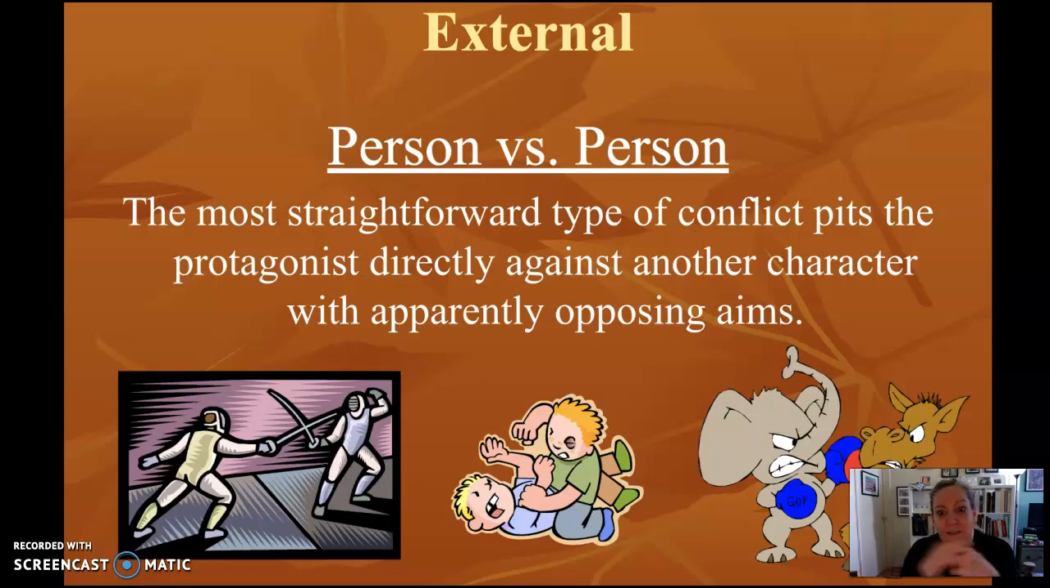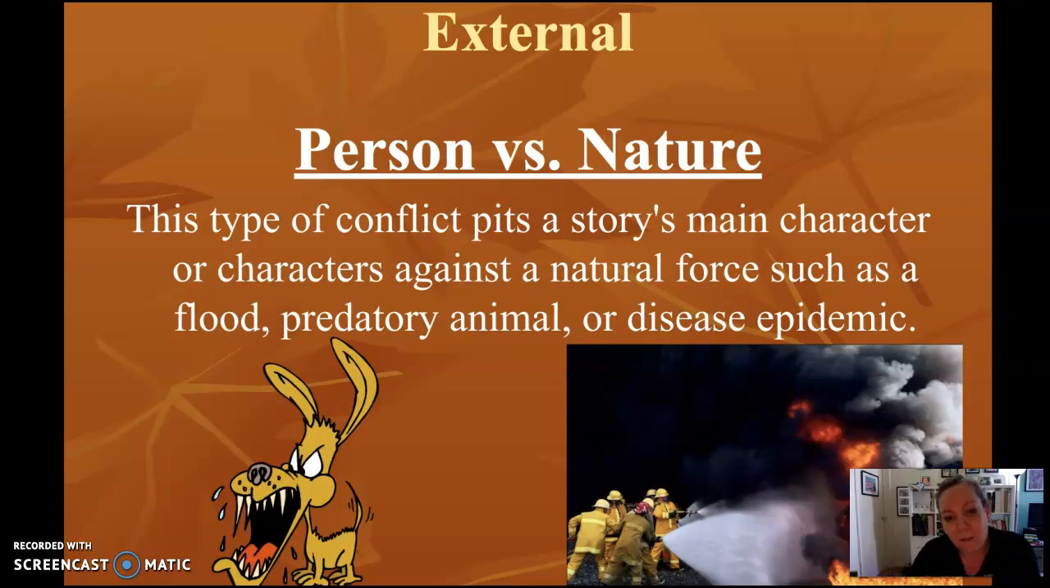Think Cinderella and the Wicked Stepmother. Think, yeah, Superman and the guy with the kryptonite. All of them, right? Lex Luthor, I think it is, in Superman. Batman and the Joker. All right, another external conflict is person versus nature. This type of conflict pits a story's main character or characters against a natural force, such as a flood, a predatory animal, or a disease epidemic. If someone was going to write the fictional story of what's happening right now in the world, it would be a person versus nature story, because we are all facing this coronavirus pandemic, and that is nature out to get us.